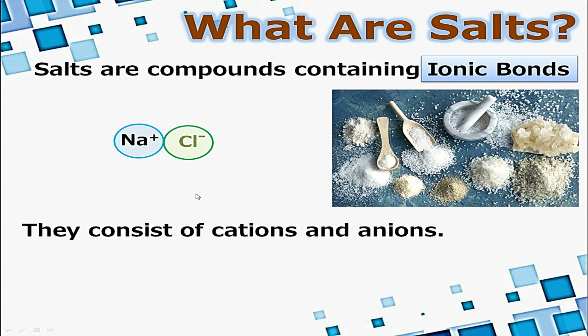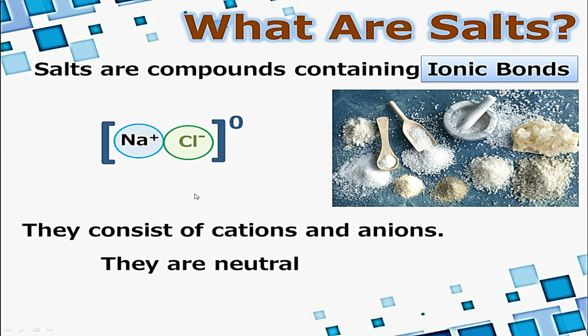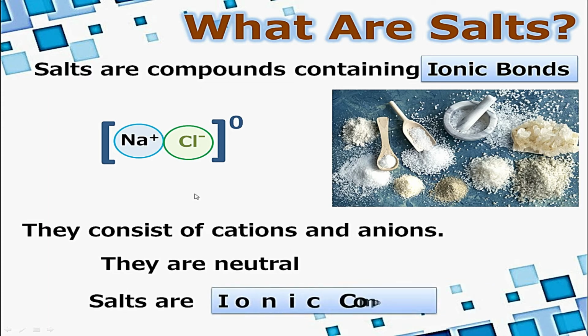So these cations and anions come from different compounds, different elements. They can be metal and non-metal. Salts are always neutral in nature because charges are similar. Cations contain positive charge, anions contain negative charge. So they have equal number of charges which make them neutral, electrically neutral. So salts are basically ionic compounds containing ionic bonds.